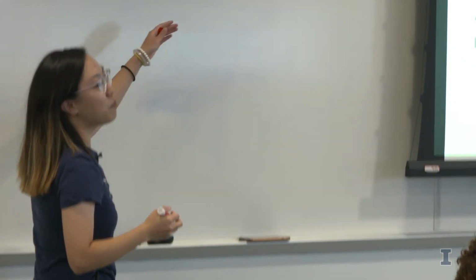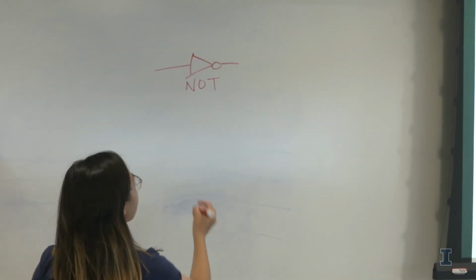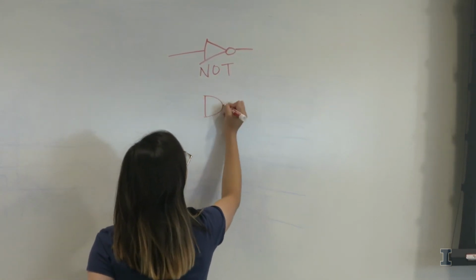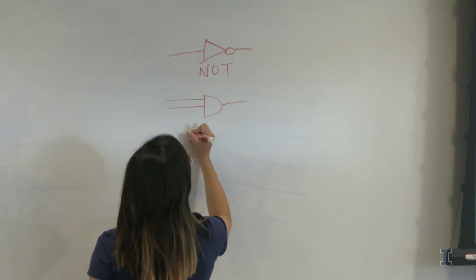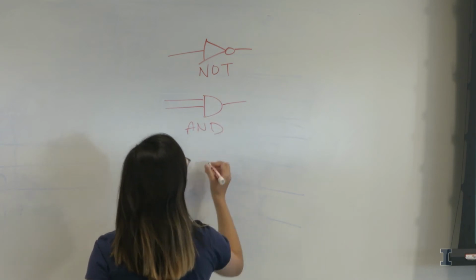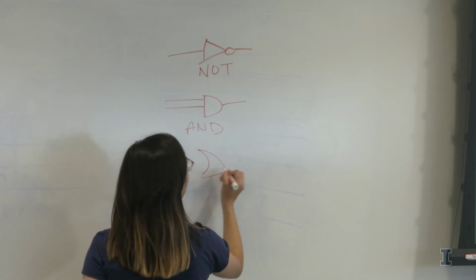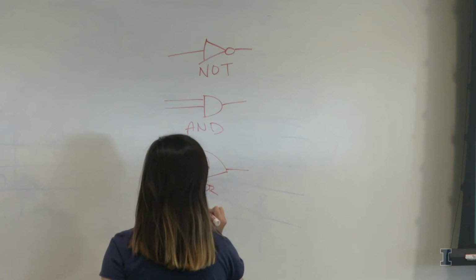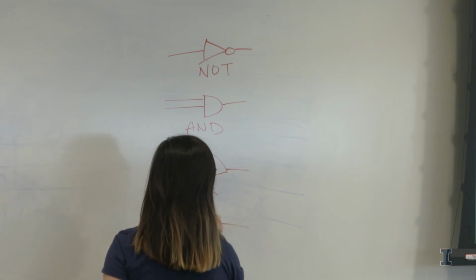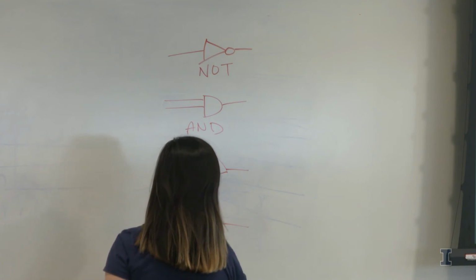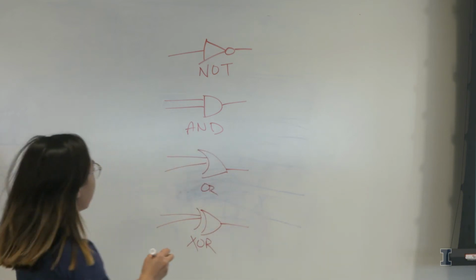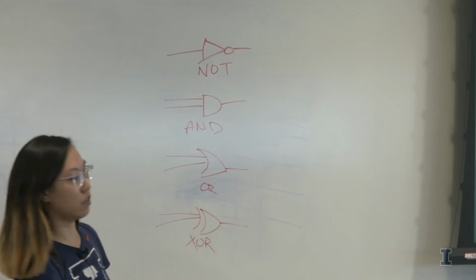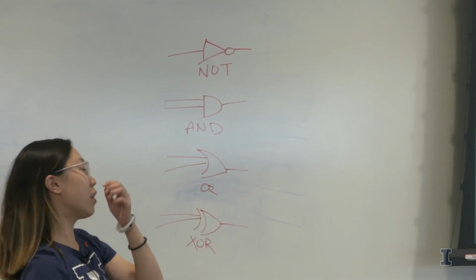So yeah, we have symbols for all of these different things. So NOT is going to be this triangle with the dot. AND is this one. OR is a little curved.